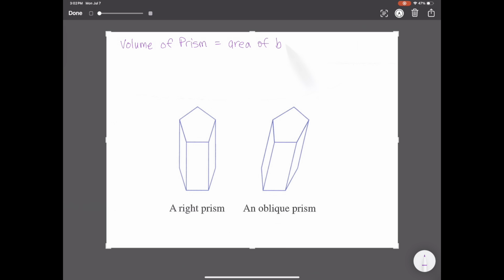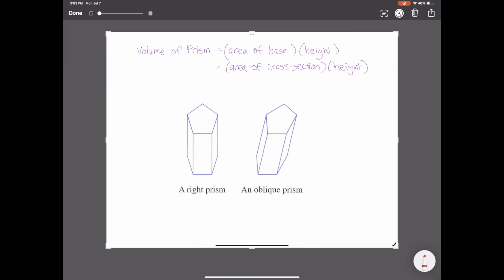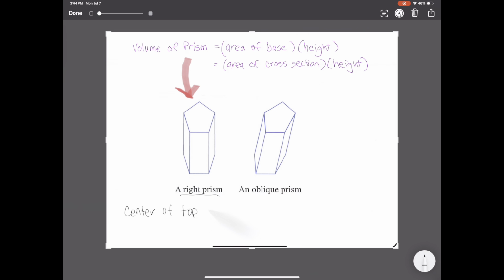The formula for the volume of prism equals the area of the base times height, or the area of the cross-section times height, applies only to a right prism, as shown on the left-hand figure, and not to an oblique prism, as shown on the right-hand figure. A right prism is one in which the center of the top face is directly above the center of the base.